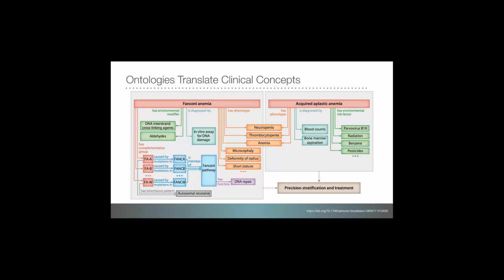So on the left and right show two different ICD concepts, Fanconi anemia and acquired aplastic anemia. Below each concept is an ontological representation of the biological knowledge we have on these concepts in the form of the molecular mechanisms that underlie them. So for example, Fanconi anemia is diagnosed by an in vitro assay for DNA damage. It's caused by mutations in specific genes, which are members of the Fanconi pathway, which has the primary function of DNA repair. Fanconi anemia has many well-known phenotypes, like neutropenia, thrombocytopenia, and anemia, which are also shared with acquired aplastic anemia, which is a similar disease.